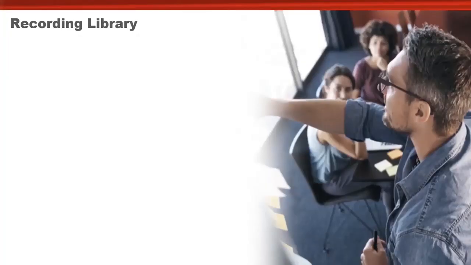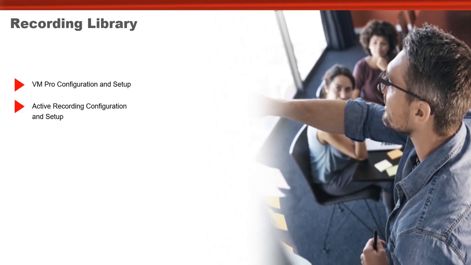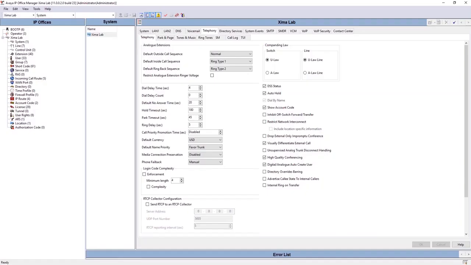Let's now review the 2 different setups with Recording Library. You can record calls using Voicemail Pro, as well as active recording within Avaya Call Reporting. We'll also go over how to set up and use evaluations and scorecards, and alerts and triggers for call recording. For Voicemail Pro configuration, let's first take a look at the IP Office Manager configuration.